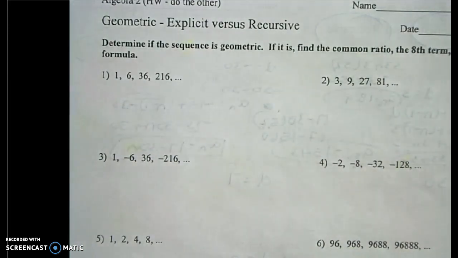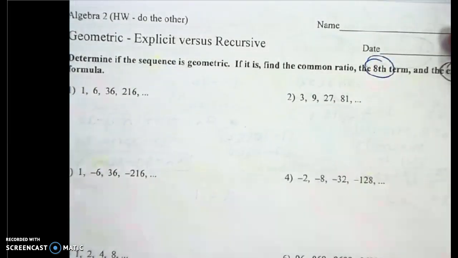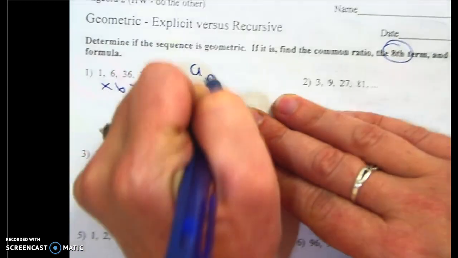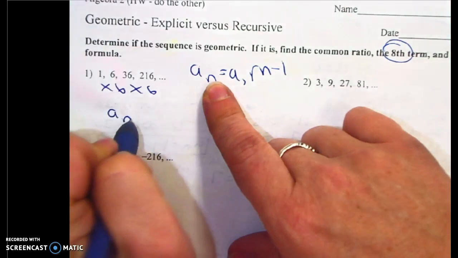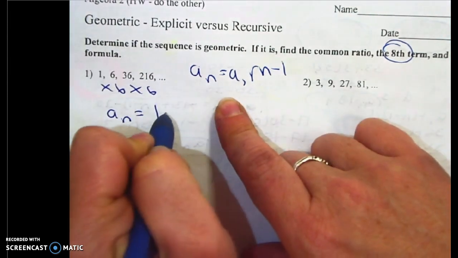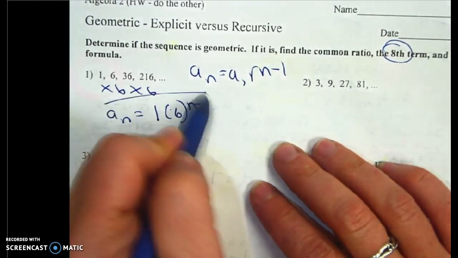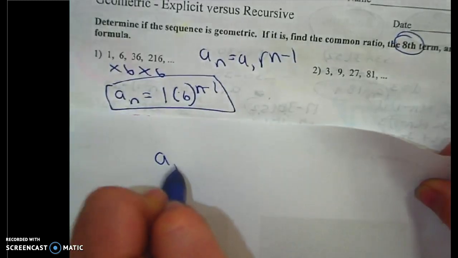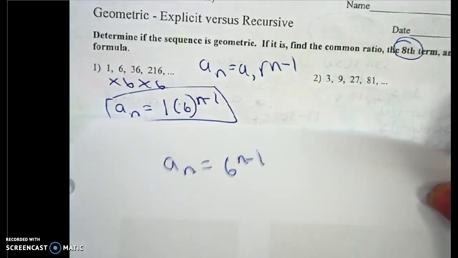Okay, it's the same game. If it's an explicit sequence, I can find the 8th term. It doesn't matter. I see times 6, times 6. Use my geometric formula, which means I need the first term times the ratio to the n minus 1. That's my formula. Obviously, if I was really fancy, I would just write it as a sub n equals 6 to the n minus 1. But I'll take it. That's fine.